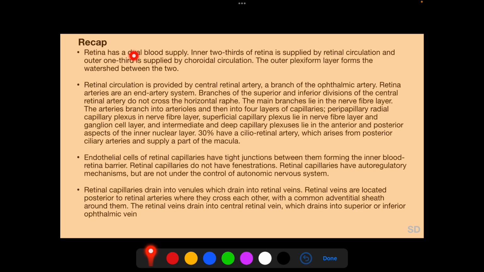Retina has a dual blood supply, with inner two-thirds of the retina being supplied by retinal circulation and outer one-third being supplied by choroidal circulation. The outer plexiform layer forms the watershed region between these two zones. Retinal circulation is provided by the central retinal artery, which is a branch of the ophthalmic artery. Retinal arteries are an end artery system. The branches of the superior and inferior divisions of the central retinal artery do not cross the horizontal raphe.